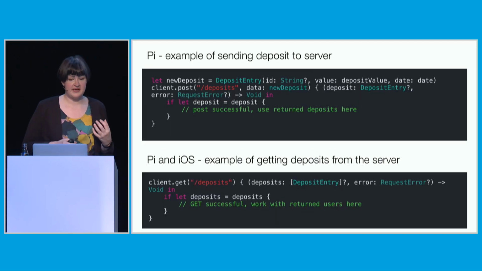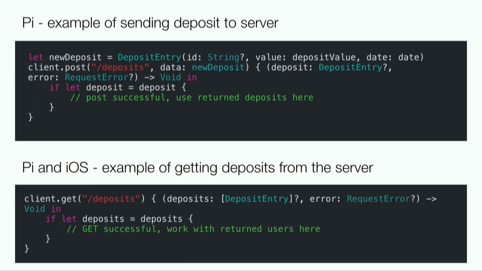So this is a short example of what we would do to actually send the deposit to the Kitura side from the Raspberry Pi. So the top one, very simple. We just do a post, and it goes. There is some more code, but from a high level, you're just sending an object. It's amazing. And then the bottom example is what we would use either on the Pi or on iOS for getting the deposits from the server.